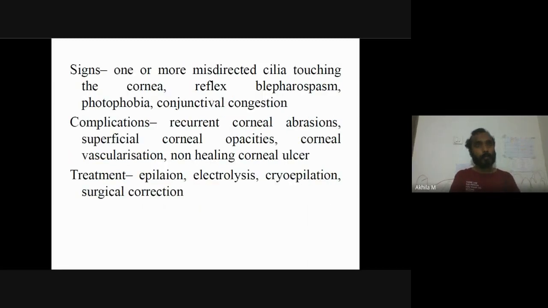When it is a complicated condition, it will cause corneal abrasions, corneal scarring, corneal opacities, corneal vascularization, and some may cause a non-healing corneal ulcer. These are the complications of trichiasis. Epilation is a treatment, electrolysis is a treatment, cryoepilation is a treatment method, and surgical correction is a treatment method. Our acharyas also said to remove the misdirected cilia, or Agni Karma and Kshara Karma can be advised. Here also epilation, cryoepilation, electrolysis, and surgical correction are advised.